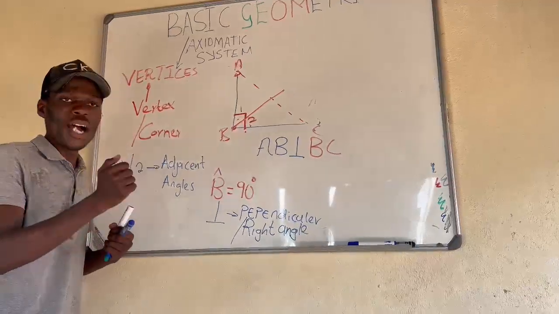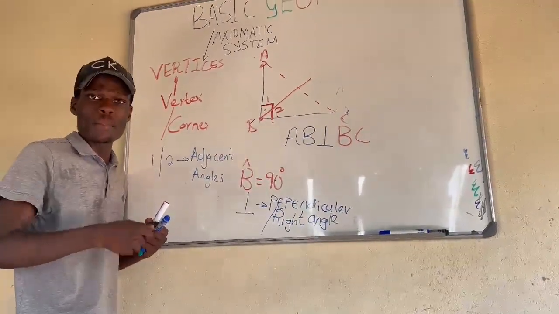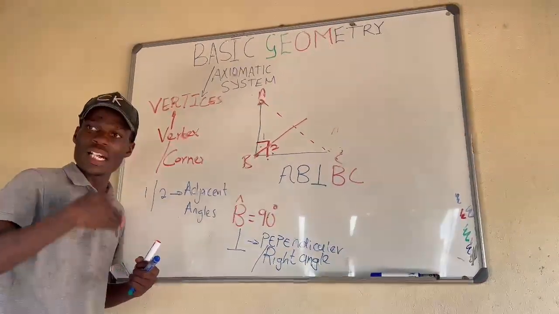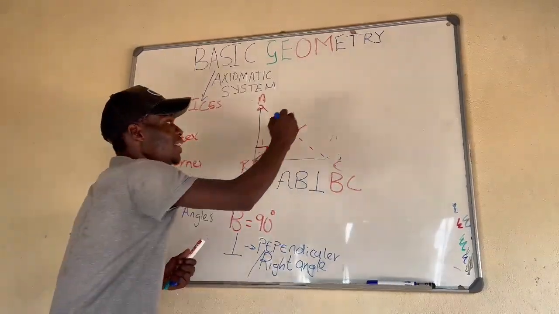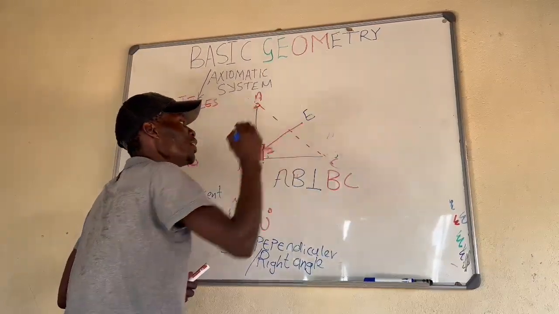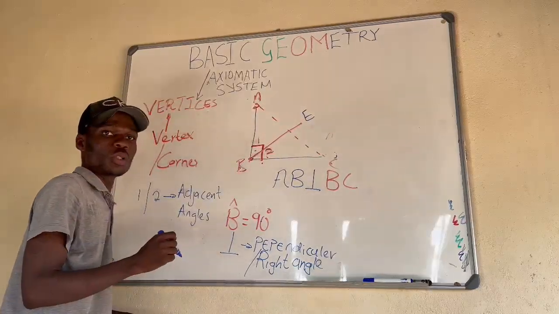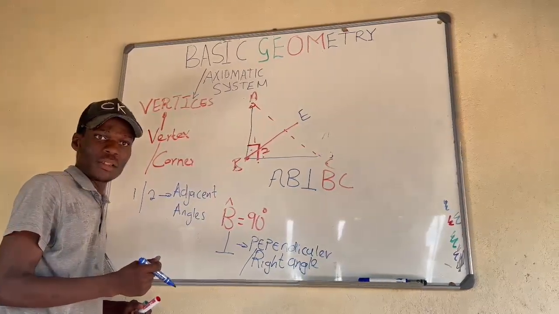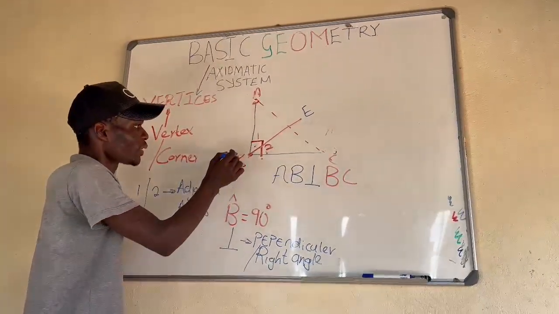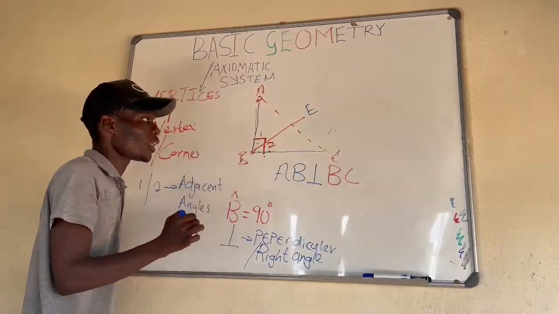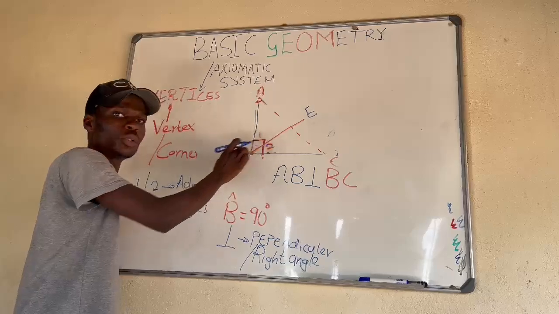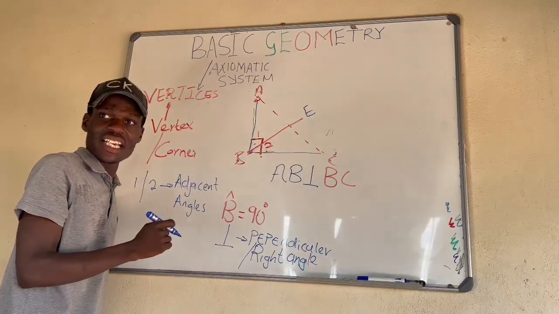B1 and B2 are called adjacent angles. Why are they called adjacent angles? Because they have a common arm. If I name it maybe BE, BE is called an arm, because it is common to this line and also to this line. It's called a common arm. Therefore, B1 and B2 are called adjacent angles.